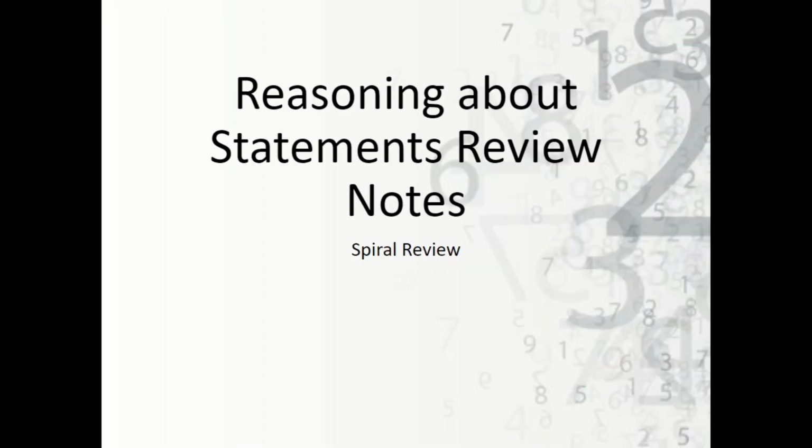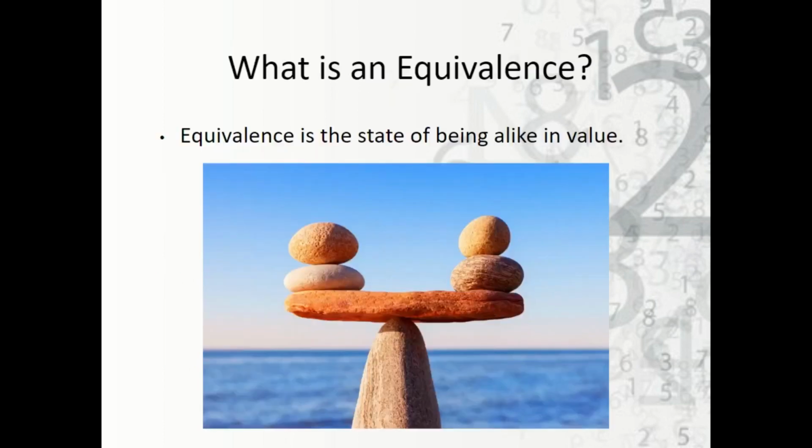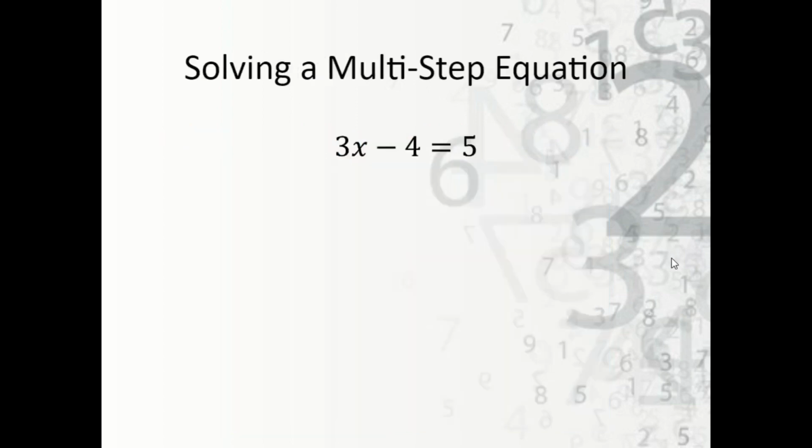Let's take a look now at the reasoning about statements review notes. The notes begin with the learning goals and success criteria. Think of equivalence as being a state of being alike in value. So we have different rocks, and notice they're all different sizes here, but their weights balance out, so that's what we need to do. So if we take one rock off, we need to make sure we do it to the other side as well and keep everything balanced.